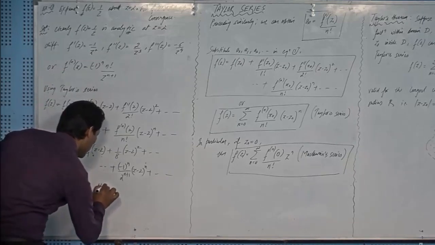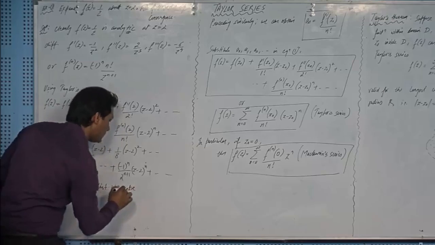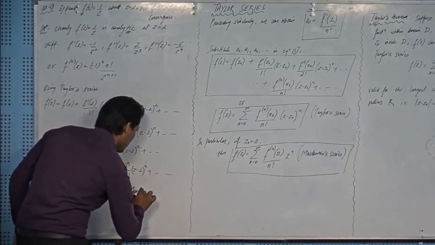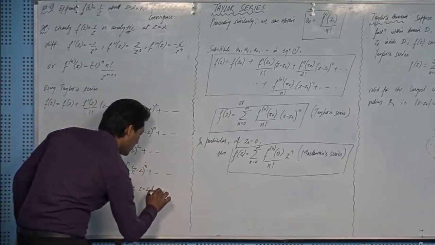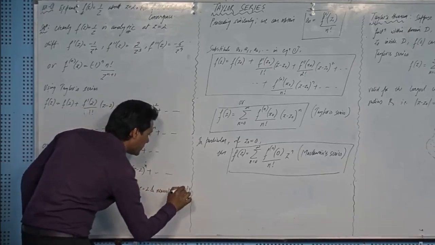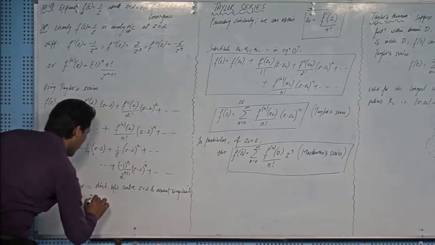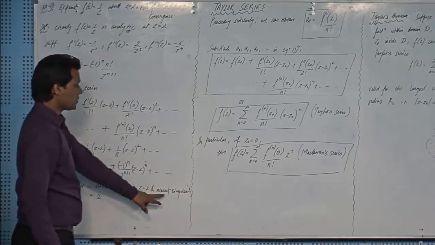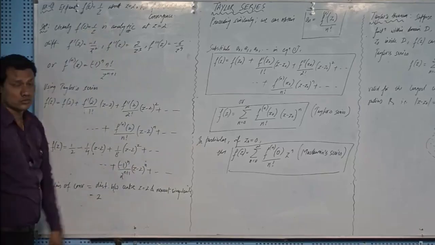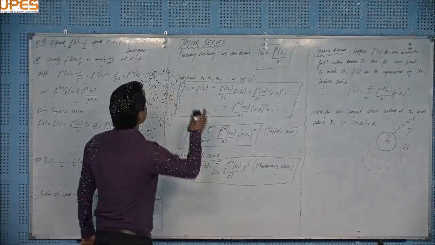Distance between center z equal to 2 and nearest singularity, right? And obviously that nearest singularity is z equal to 0, so our answer will be 2 because the singularity is at z equal to 0, right? Okay, taking another example.